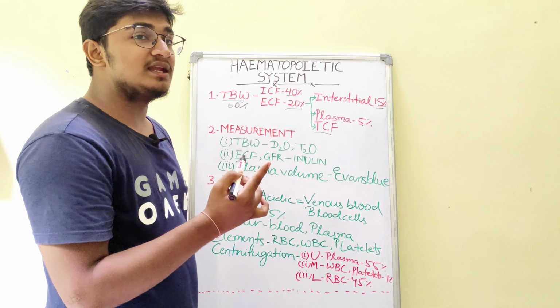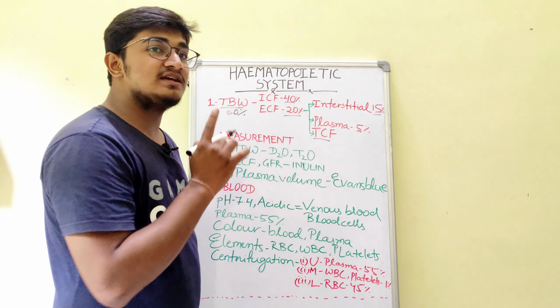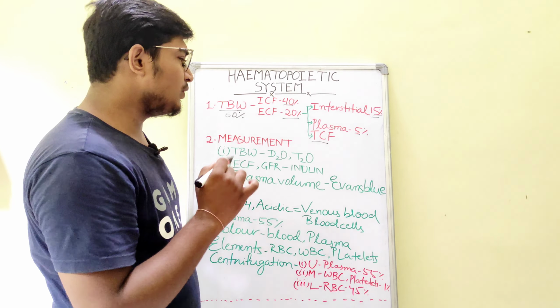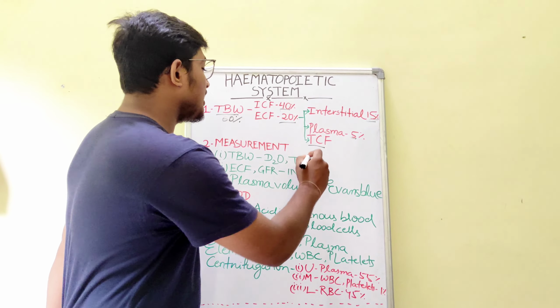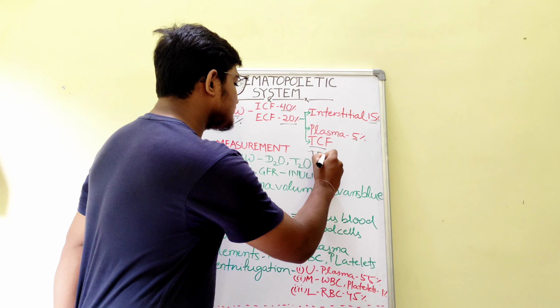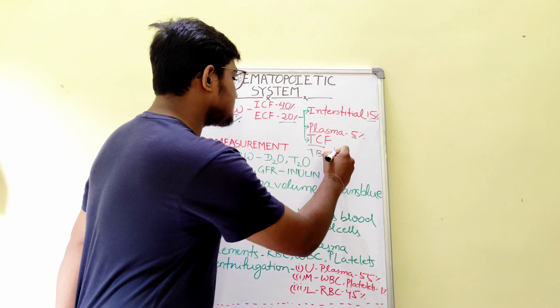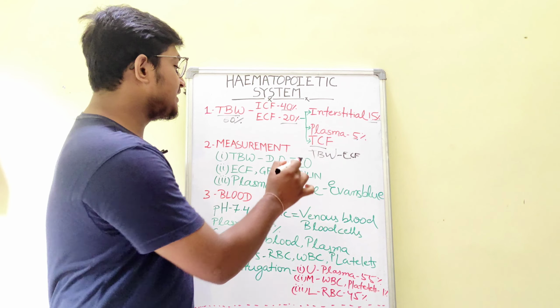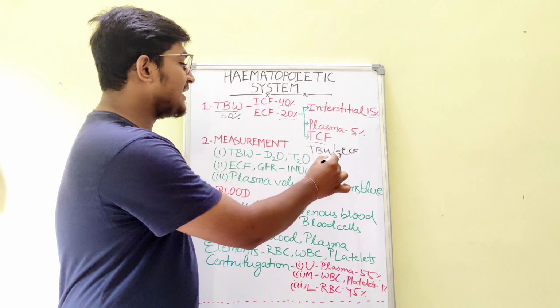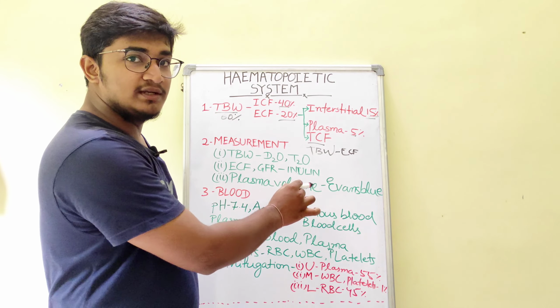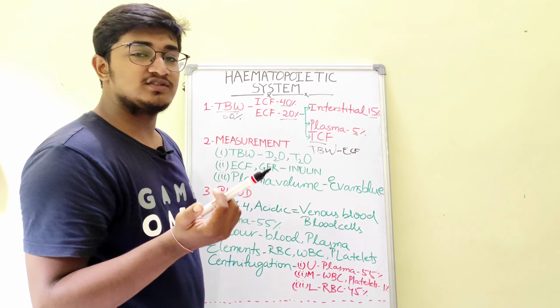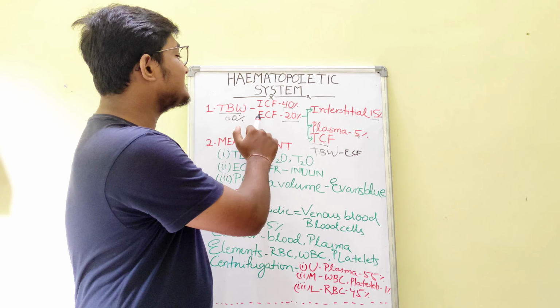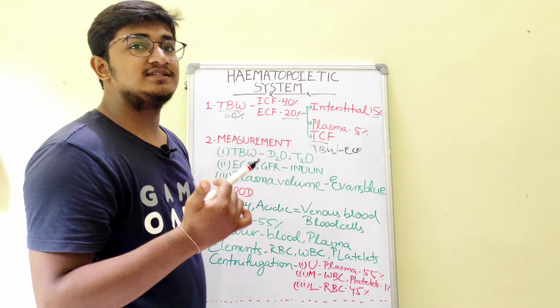Again, there will be a question, how can we calculate the intracellular fluid? We can calculate the intracellular fluid by TBW minus extracellular fluid. We can calculate TBW by D2O, T2O, and ECF by inulin. So if we subtract that component, we get the ICF measurement.